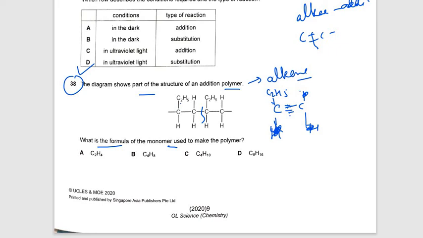So which is matching here? What is the formula of the monomer used in this option? Let's correct it. You have 2, 3 and 4 carbons, so it should be C4, option B or C. Now how many hydrogens do you have? 5, 6, 7 and 8. So option number B is the correct one.